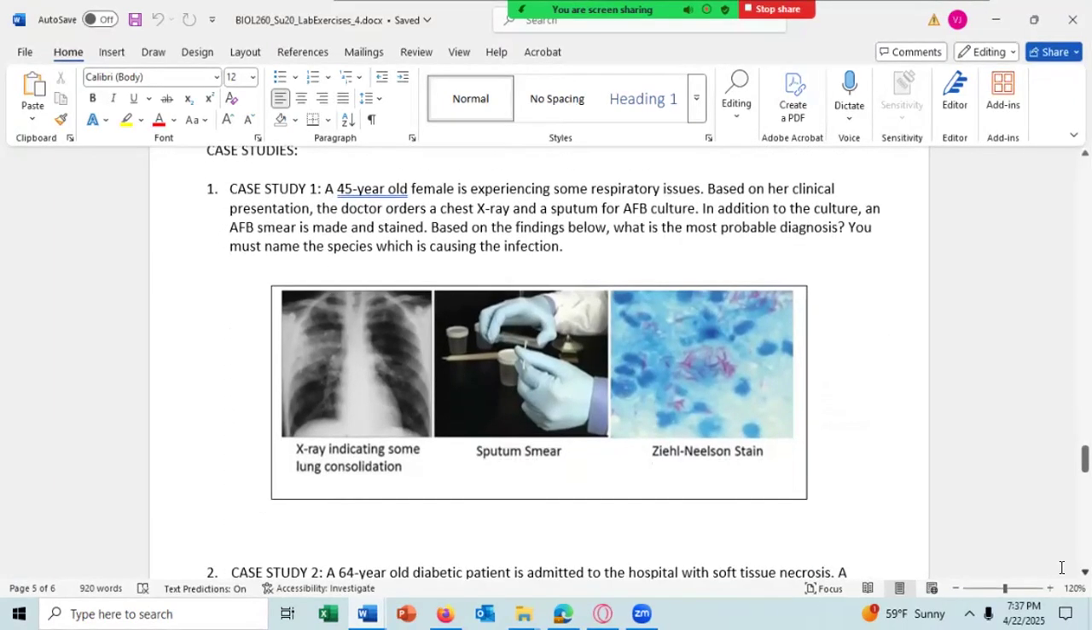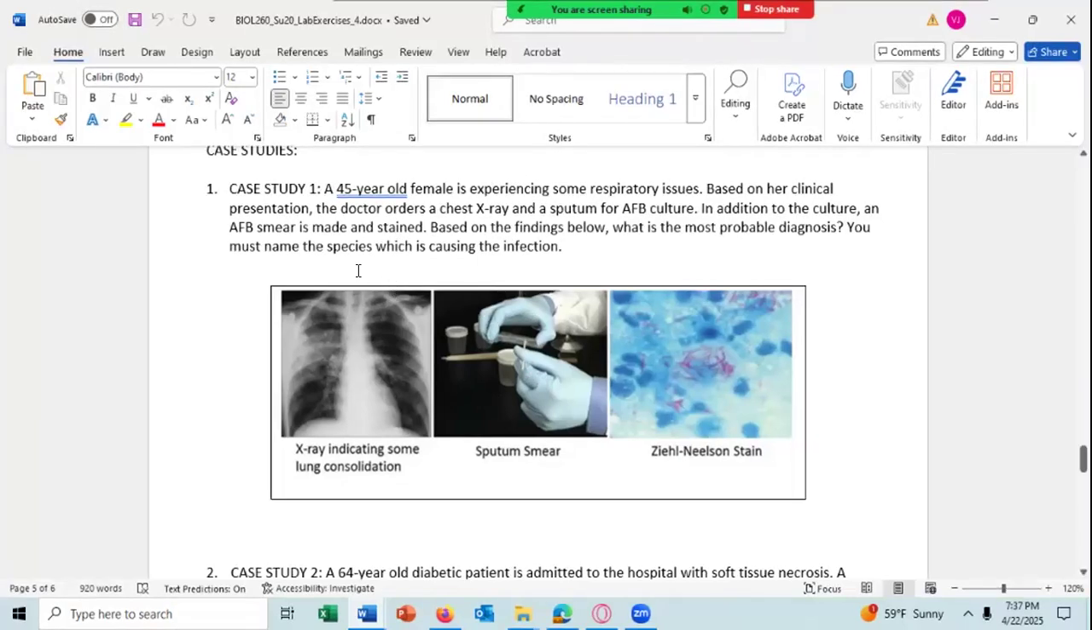All right, then we have two case studies. Case study 1, a 45-year-old female is experiencing some respiratory issues. Based on her clinical presentation, the doctor orders a chest X-ray and a sputum for acid-fast bacteria culture. In addition to the culture, an acid-fast smear is made and stained. Based on the findings below, what is the most probable diagnosis? You must name the species which causes the infection.